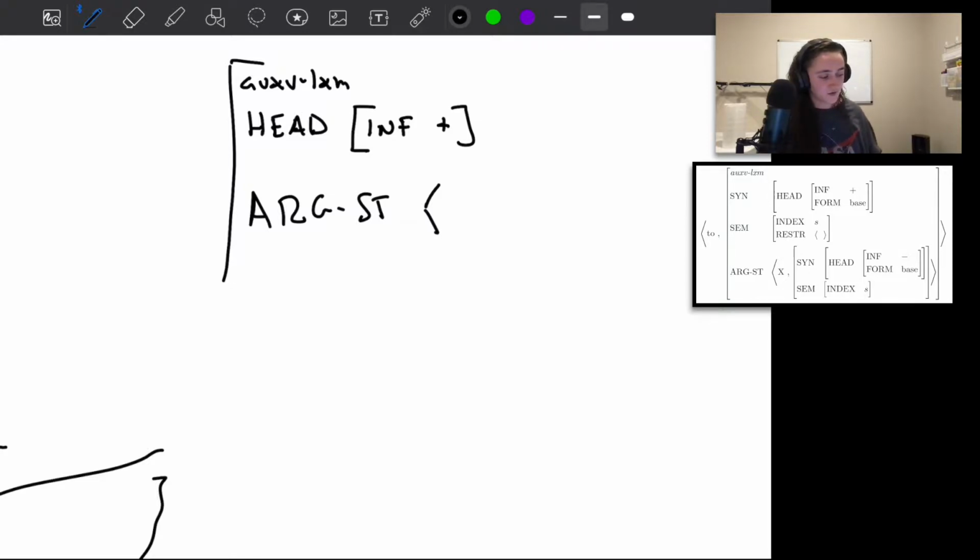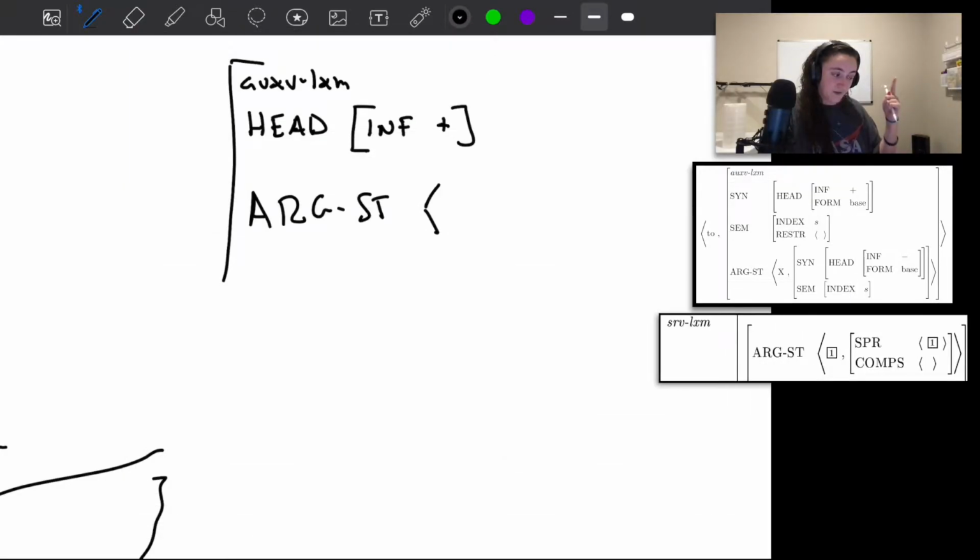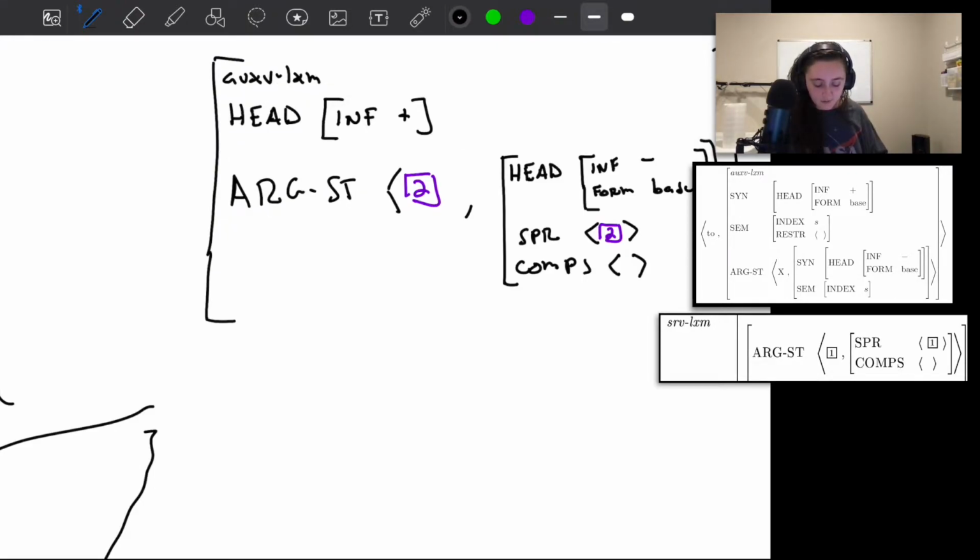And then the argument structure has two things on it. And in the lexical entry itself, it just says that the first thing is an x, but if you trace that back up, oxv lexeme inherits from subject raising verb lexeme, which states that the first thing on the argument structure is identified with the specifier of the second thing on the argument structure, which is important. I'm just putting random numbers in as the tags now, but these might change as we compose the tree. So on our argument structure, we have the first thing identified with the specifier of the second thing, and the second thing is inf minus form base.